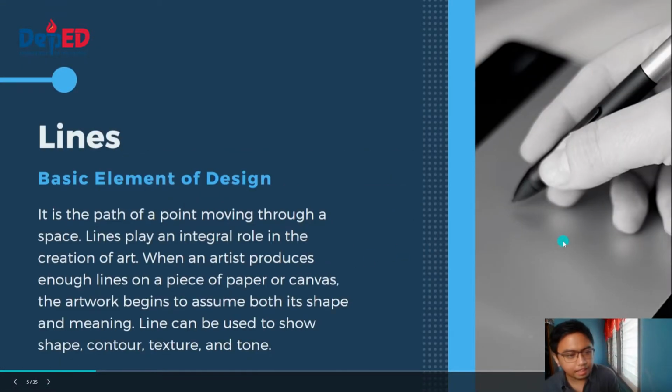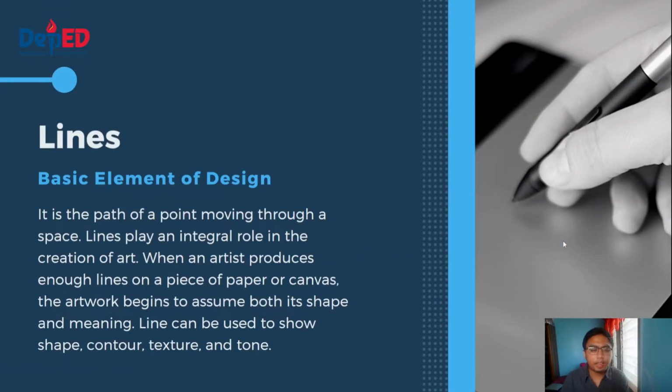So let's talk about lines. Basically, lines are the basic elements of design. It is a moving point through a space. Line plays an integral role in the creation of art. As an artist produces enough lines on a piece of paper or canvas, artwork begins to assume both its shape and meaning, and lines can be used to show shape, contour, texture, and tone. Please take note of the four things that I mentioned last. I will be explaining them later.